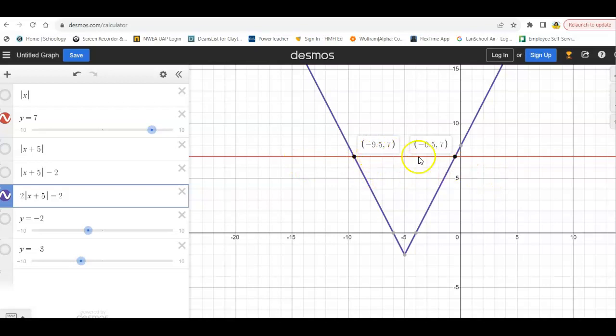So here are our distances from 0. Look at this. One of our solutions is negative 0.5, and the other one is negative 9.5. See, you can see that's what it is. Okay? So let's solve this one with algebra, and then I've got 2 other things to show you.